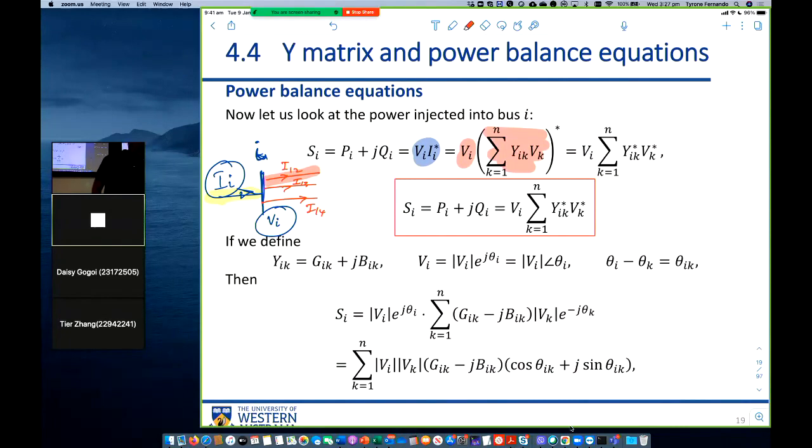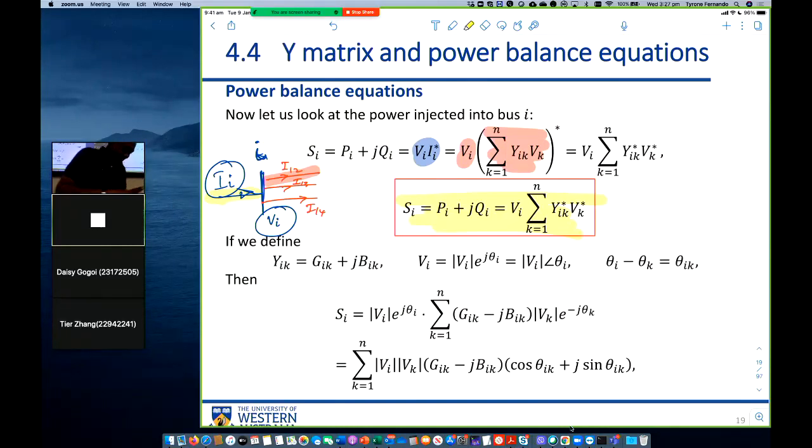So that's this equation, the power balance equation. If I look at the real part, then it's the active power balance equation, real part on both sides. If I look at the imaginary part on both sides, that's the reactive power balance equation.